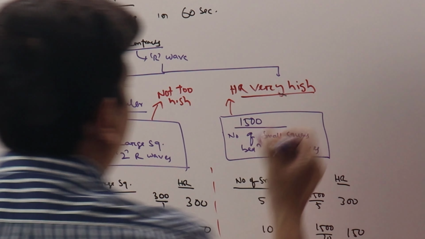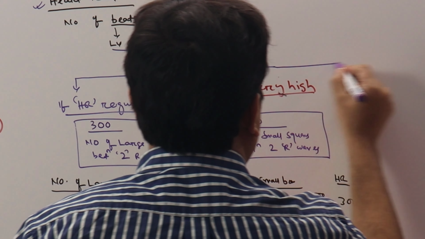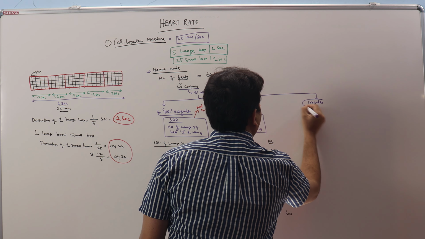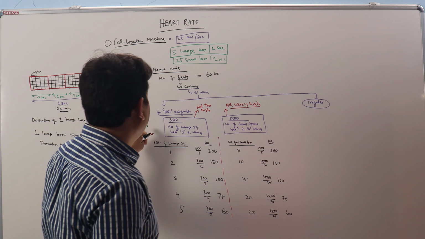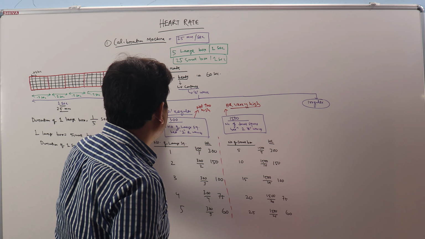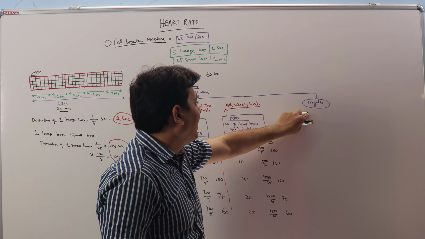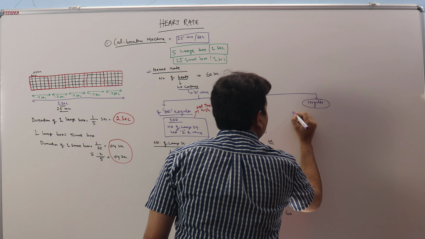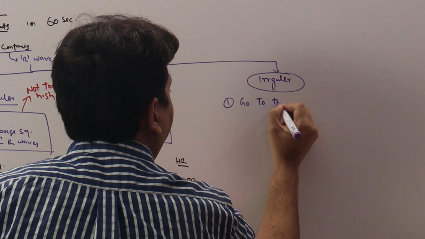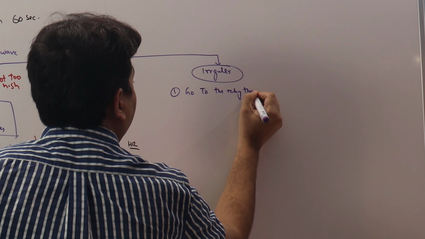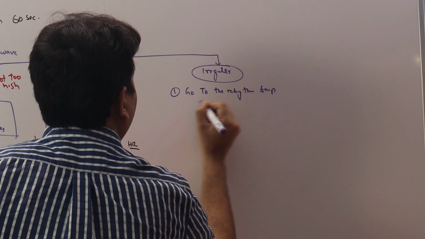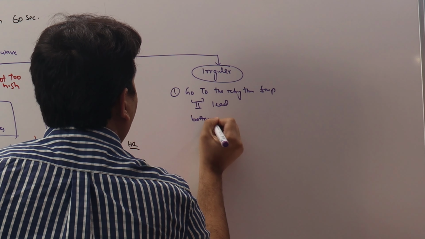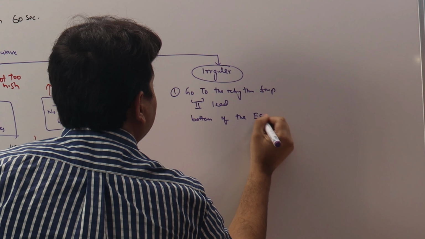Now this we have discussed when the heart rate is regular. Now what happens when the heart rate is irregular? When the heart rate is irregular, the number of small boxes or large boxes between two R waves is not the same. So what will happen? We'll just go to the rhythm strip. The rhythm strip is the lead 2 that lies at the bottom of the ECG paper.